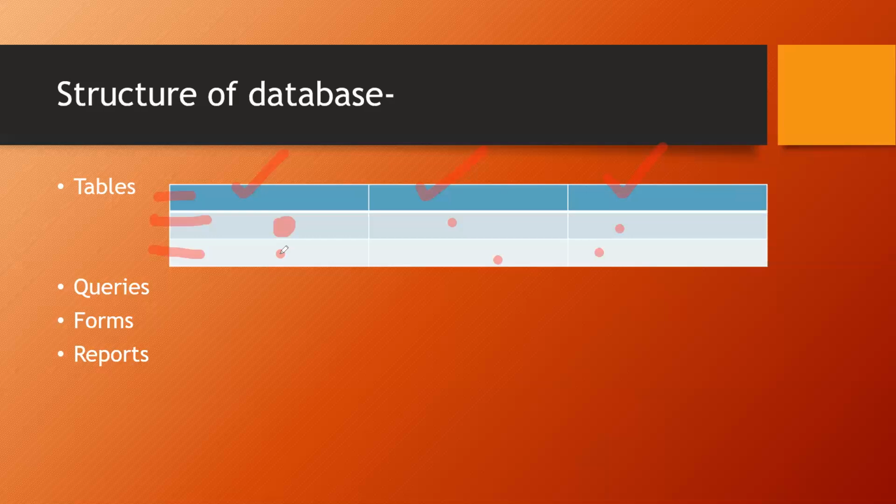Next is the form. A form is like a normal form that we fill for a competition or for getting admitted into some organization. Every question is written on it, you just write your answers, and your answers are directly updated into the database. So it is the most convenient way of updating the database.